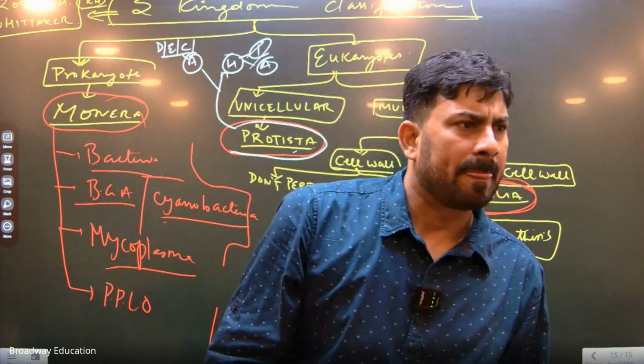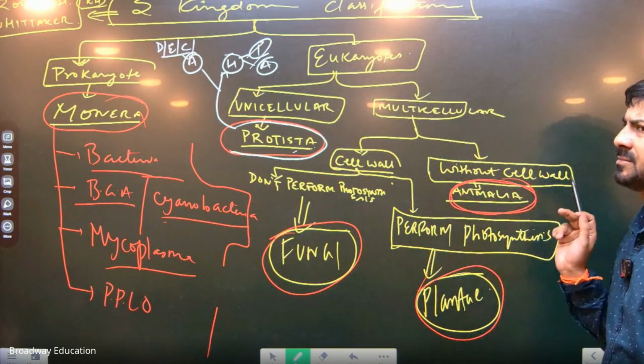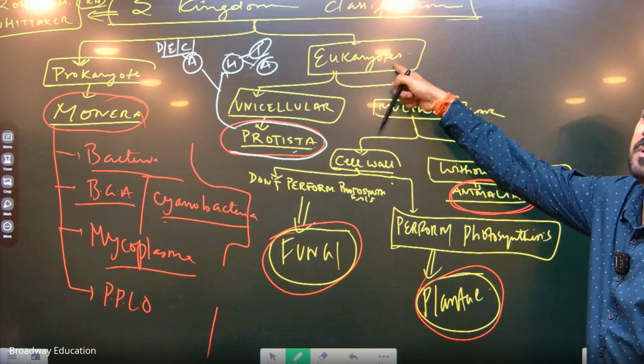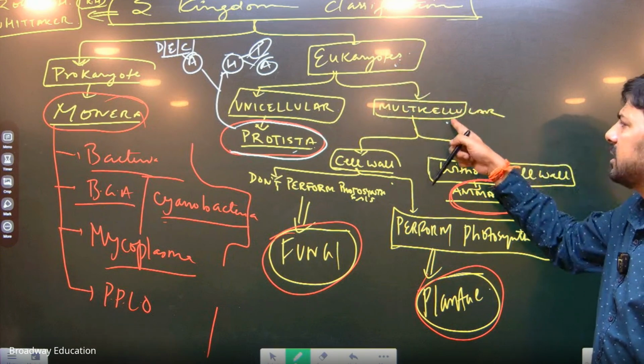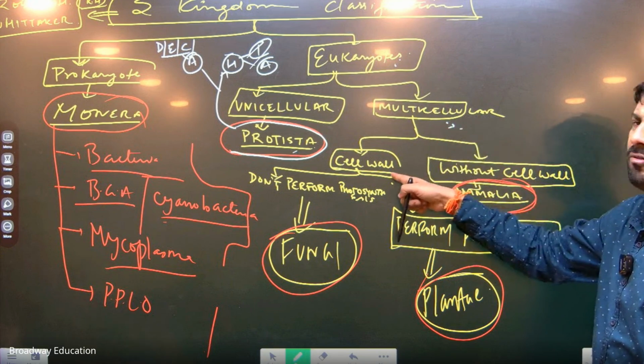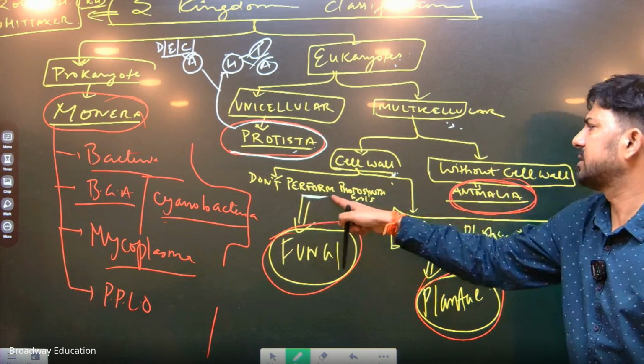Now, moving ahead, we have multicellular organisms. In the multicellular organisms, eukaryotic in nature, multicellular with cell wall. And with cell wall, they don't perform photosynthesis. Is this part clear?